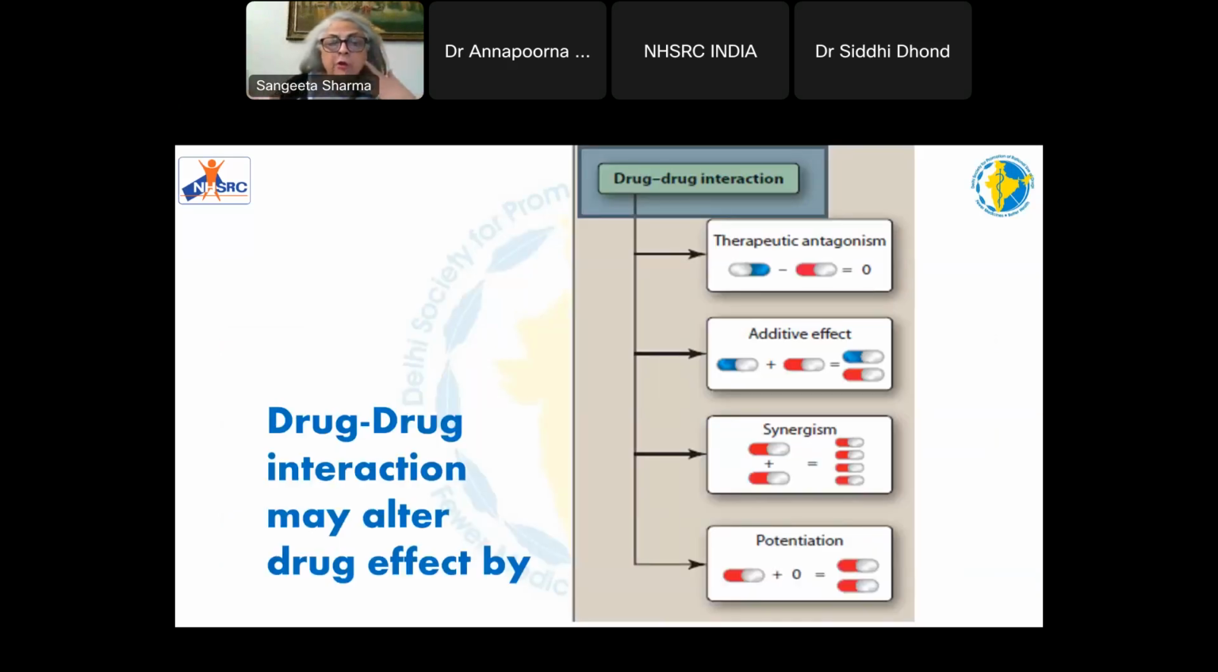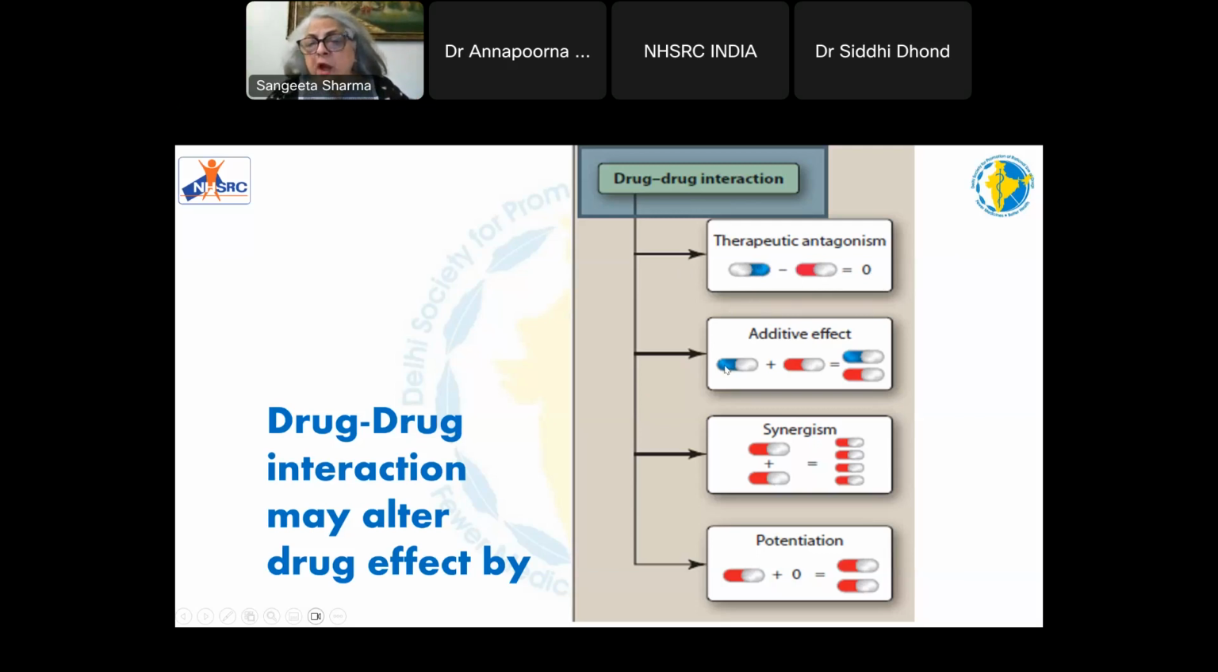So now, how does this alteration happen? There are four things which can happen. Therapeutic antagonism, which is very well illustrated here. If drug A is given with drug B, which is antagonistic, the impact is minus zero. There is no effect of either of the drugs.